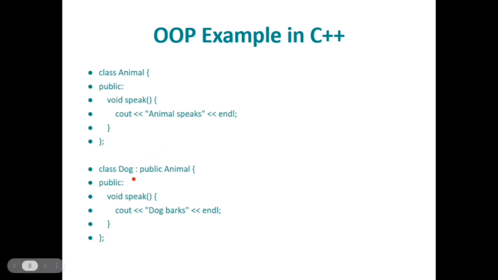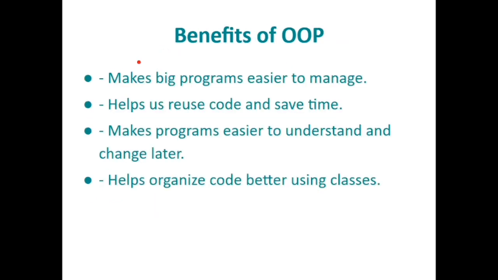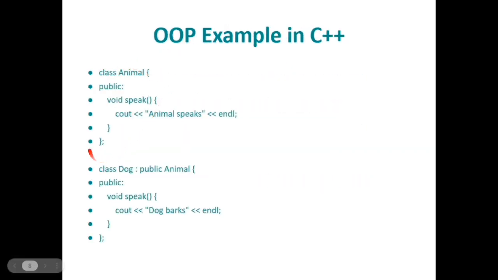Basically, this is the example, and then we create a class dog, public animal. In this second part, we are inheriting the code from the animal class. It's what I told you in the previous lectures about inheritance. This is a simple example of classes and objects, and this second example is inheritance.